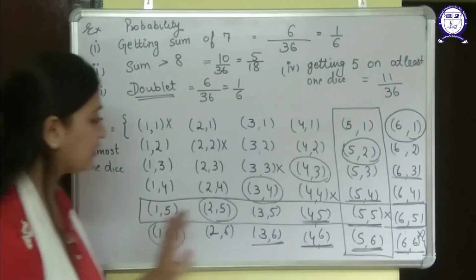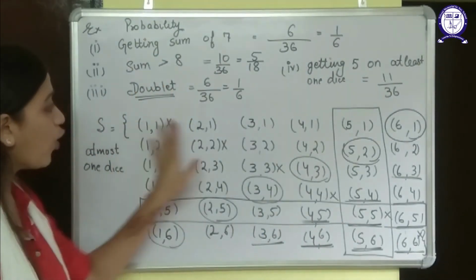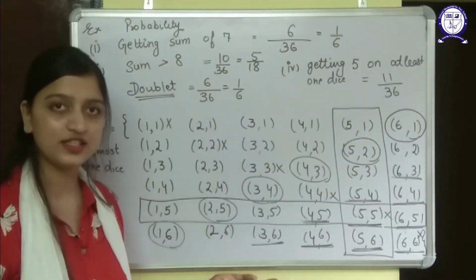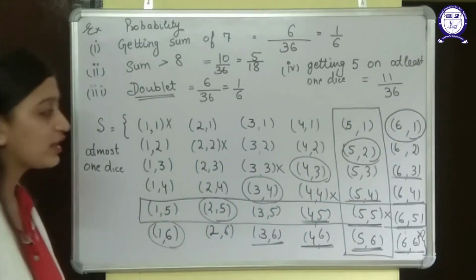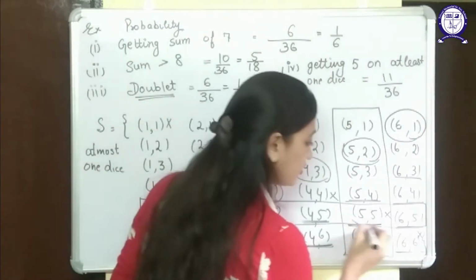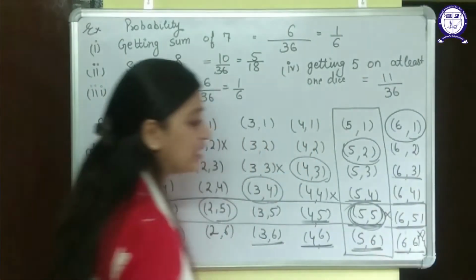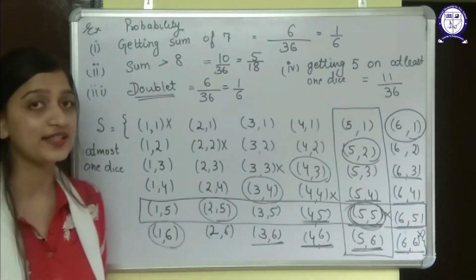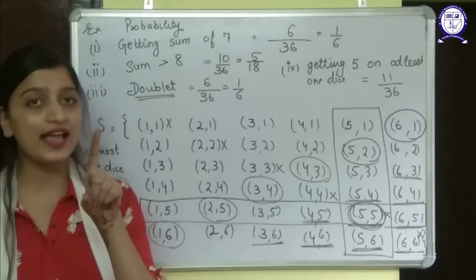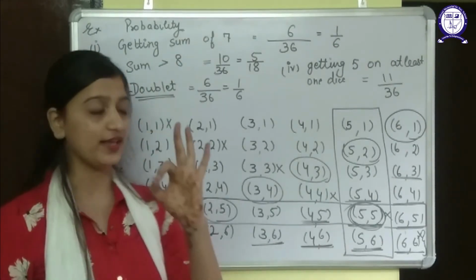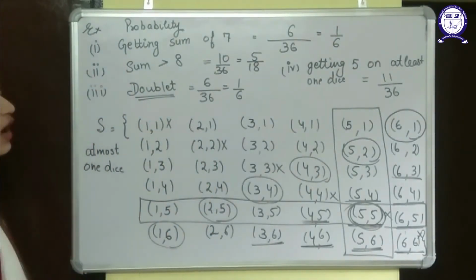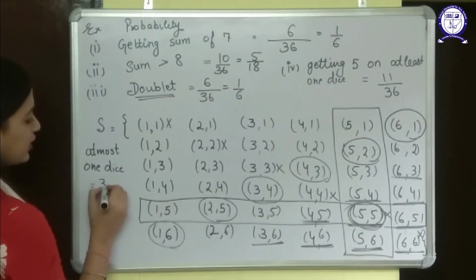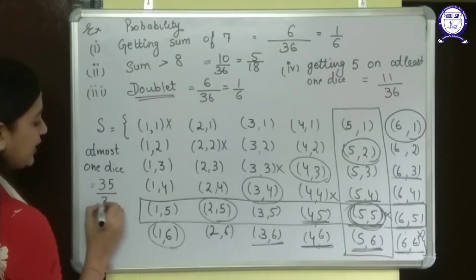Okay, so I will take all the outcomes which have 5 on one dice or no dice. I will take this 5 line, and all the other outcomes will be counted because there is no 5 on these dice also. But I cannot count this 5, 5 because here I have 5 on 2 dice. I can either take 1 dice or 0 dice. So I will take all the outcomes except this one. So my answer will be 35 upon 36.